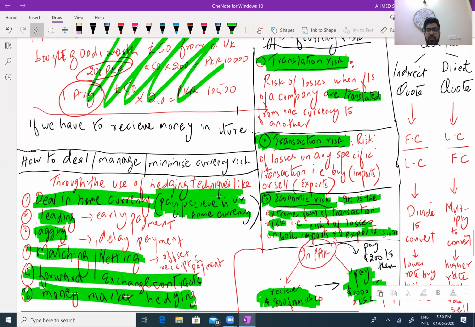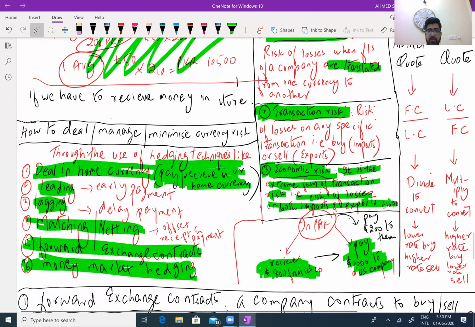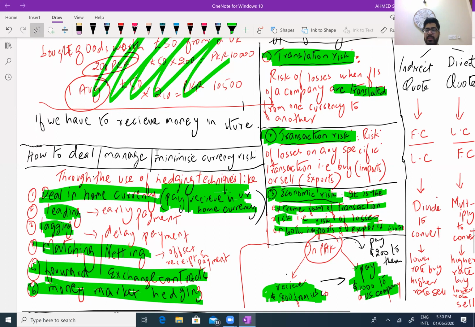The first technique which I told you was called dealing in home currency. If you need to minimize or manage currency risk, start paying or dealing in your local currency. If you're paying in your home currency or receiving in your home currency, any fluctuations won't affect you.